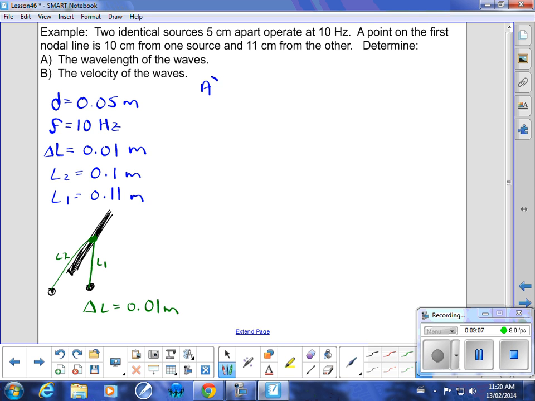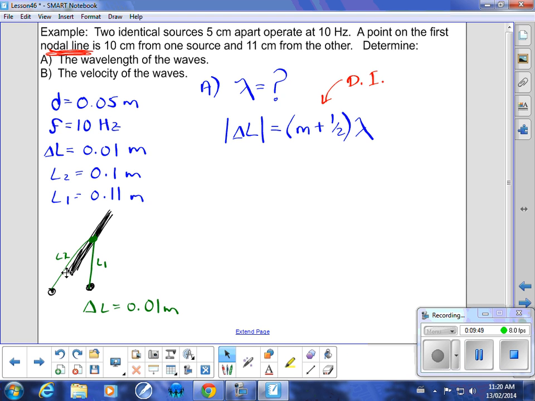Okay, so A part: the wavelength of the waves. Now you're looking for lambda. Lambda is the unknown in A part, so you have to figure out what information you know. Well, I know d, I know f, I know delta L. Is there anything that will help me here? I do have a formula that has delta L equals m plus 1/2 lambda. Now I know to use destructive interference, because it tells me that we are working with a nodal line. As soon as you see nodal line in the question, we are using destructive interference.